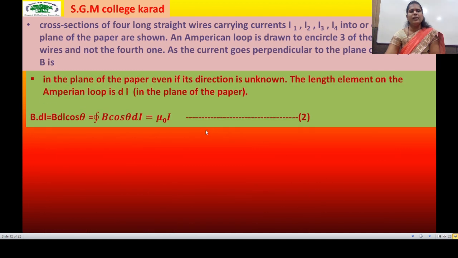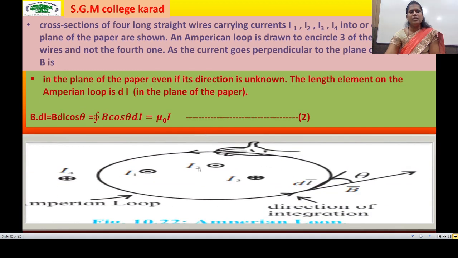In this diagram, there are a total of 4 currents, I1, I2, I3, I4. This is the cross section of 4 long straight wires carrying the currents I1, I2, I3, I4, into or out of the plane. That is an Amperian loop. The imaginary circle drawn around these long straight wires is known as an Amperian loop.